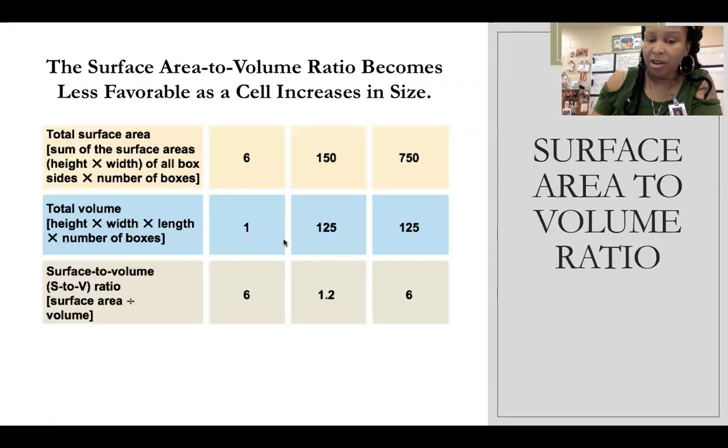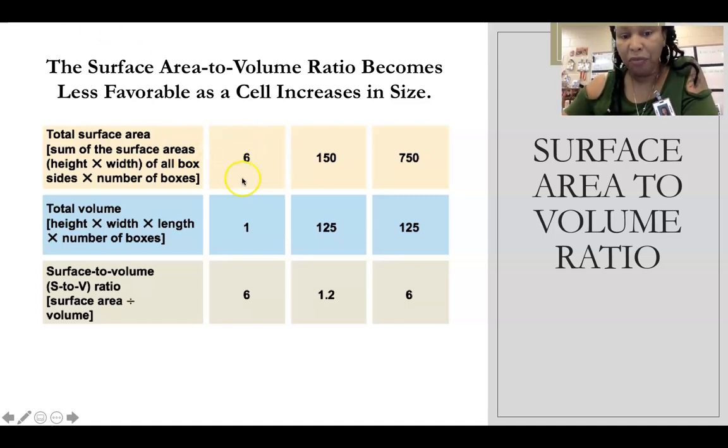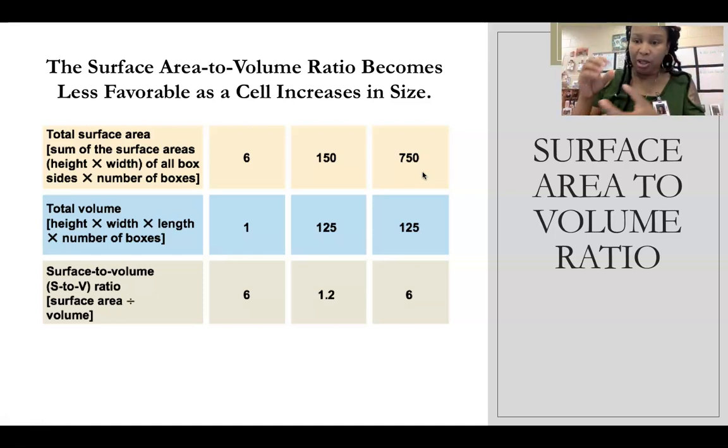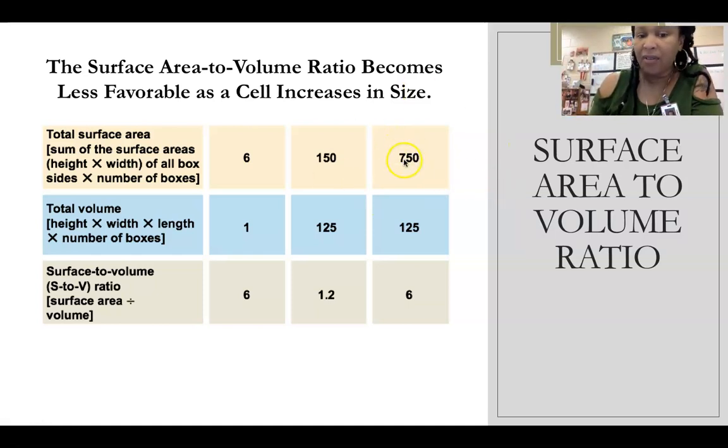So if we look at the surface area to volume ratio, and these are the numbers that go along with that previous one. This is your first block, right? So you have a surface area of 6 for the first block. For the second block, which is the one big block, you have a surface area of 150. But for that same size block, which is a bunch of little blocks stacked together, you have a surface area of 750. Now with the one small block, the volume is 1. With the one big block, the volume, which is height times width times length, so that's 5 times 5 times 5, would be 125. But look here, we have the same volume with the stacks of little blocks.